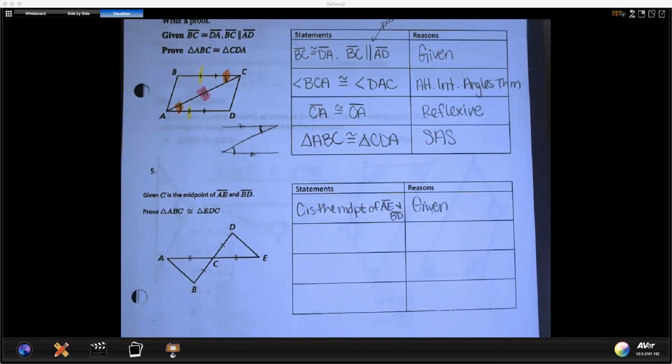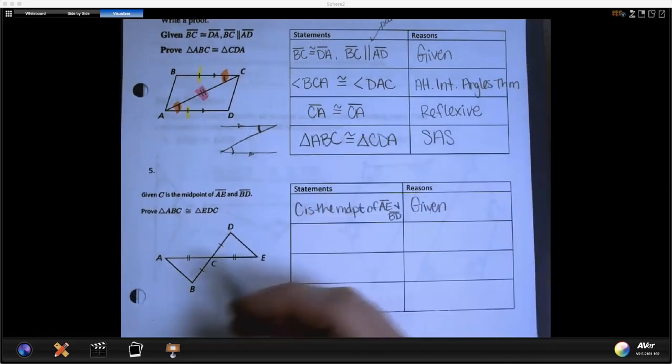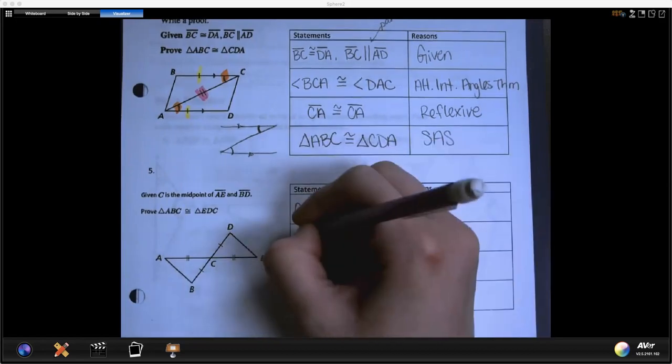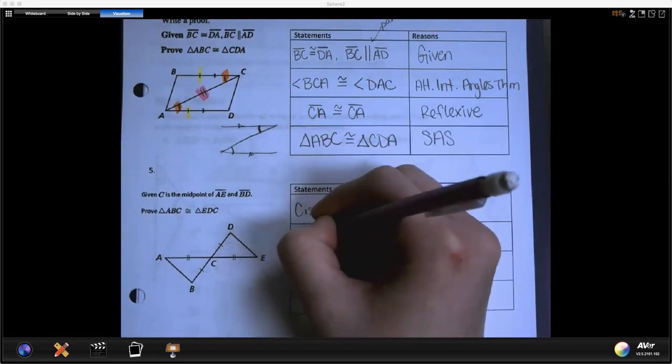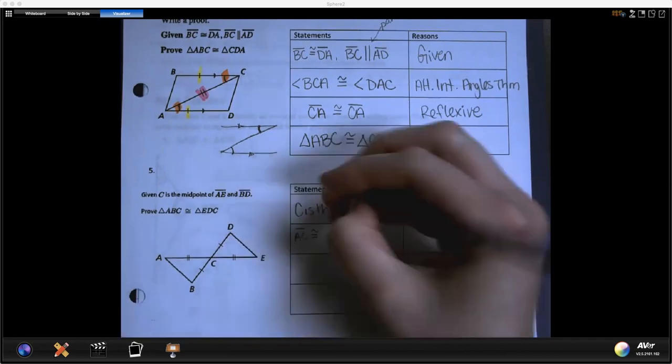Okay, on our image, we have some markings for congruent parts. Why can we say those parts are congruent based on what was given to us? Yep. It's the midpoint. Definition of a midpoint. Good. So in order for us to prove it, we need to write it down. So just like anything else, even if it's told to us, we have to write it down some way. So if I said segment AC, what segment is AC congruent to? EC, good.